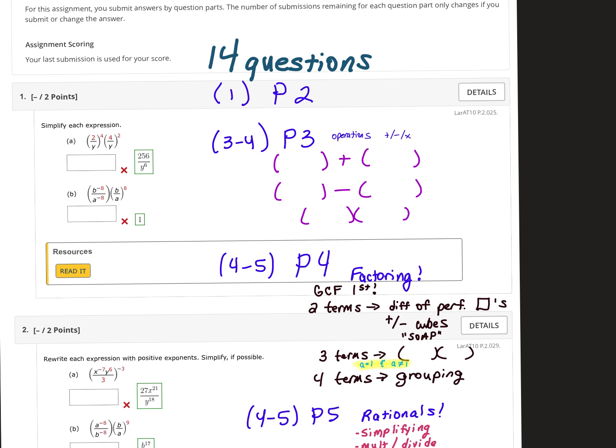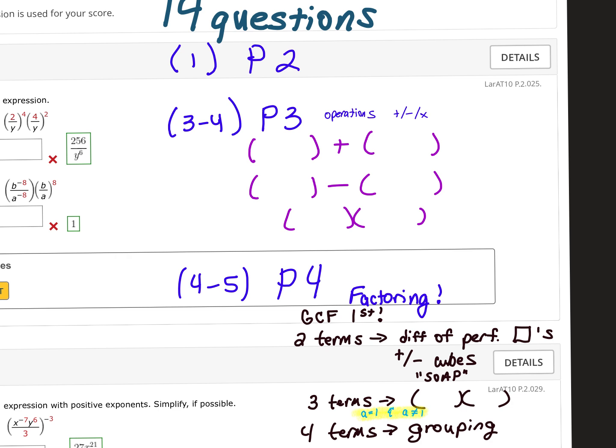You're going to just have one from that P2 section. We have to distribute the exponents, negative exponents, all that kind of stuff. Then you're going to have 3 or 4, I'm not sure exactly, but 3 or 4 from P3. That was where we had operations with polynomials. Adding, subtracting, and multiplying. For some reason, we're getting hung up on this.